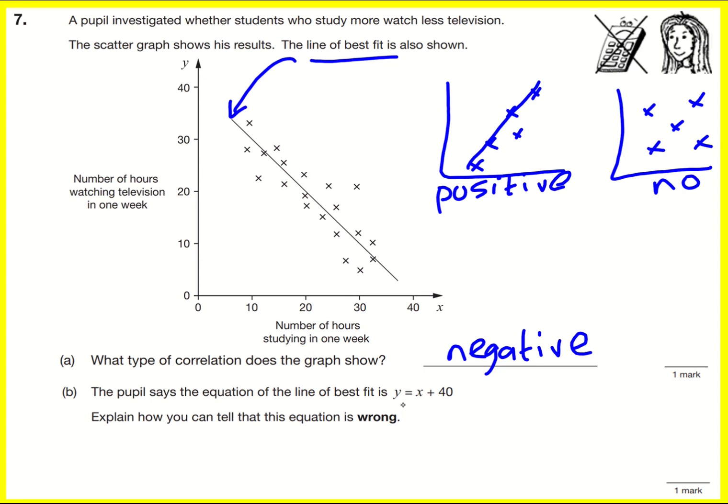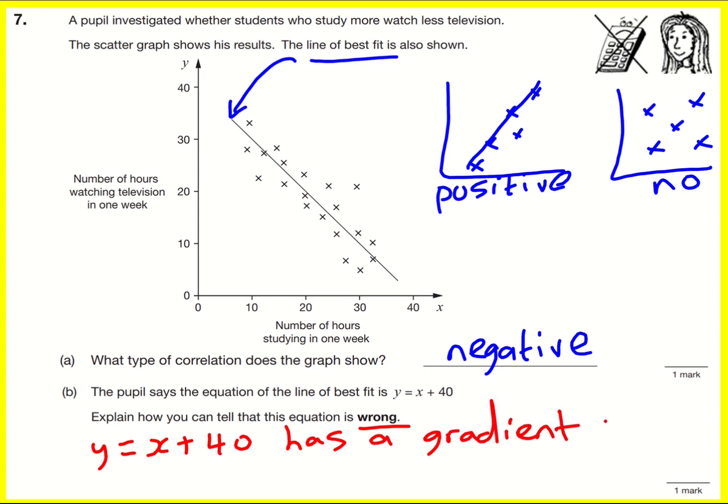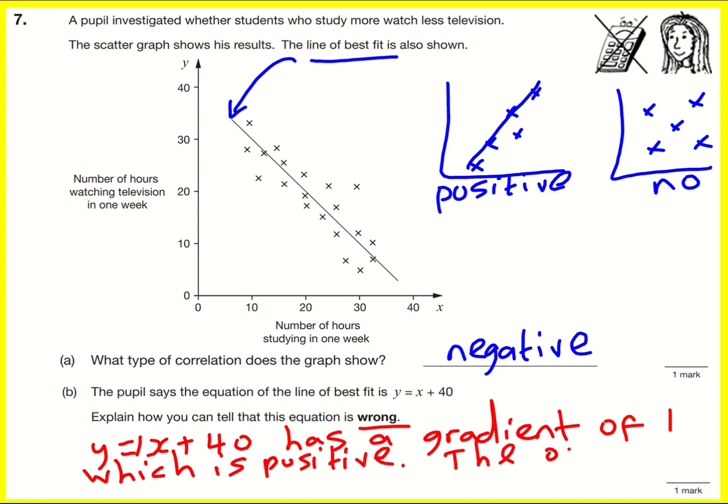Pupil says the equation of the line of best fit is y equals x plus 40. Explain how you can tell this equation is wrong. All right, now there's multiple ways you can do this. Probably the quickest and best way is to say y equals x plus 40 has a gradient of 1, because it's in the form y equals mx plus c, which is positive. So the one on the graph is negative.